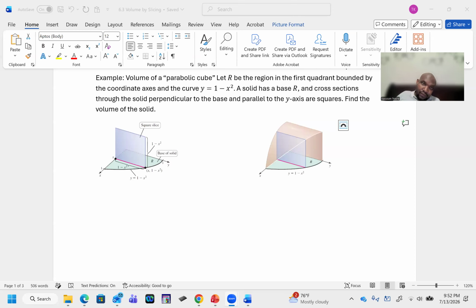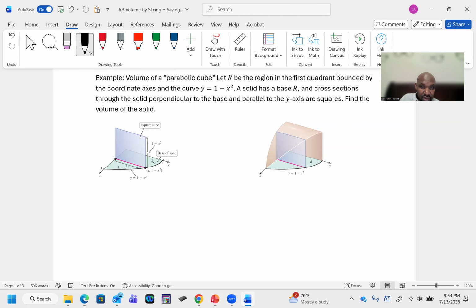Okay, so for the first problem, I'm going to show you the graph. So you can see this distance is 1 minus x squared. This is 1 minus x squared. And this is the square base, the square slice. Okay. And this is the base of the solid. You can see the volume that we are looking for is right here. So we will go ahead and write it.